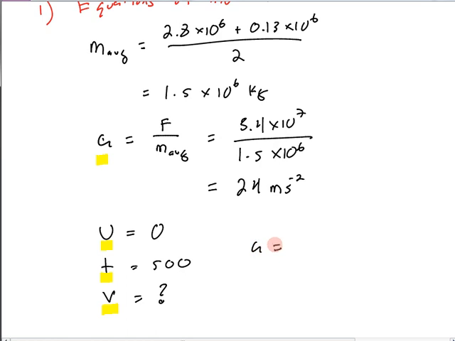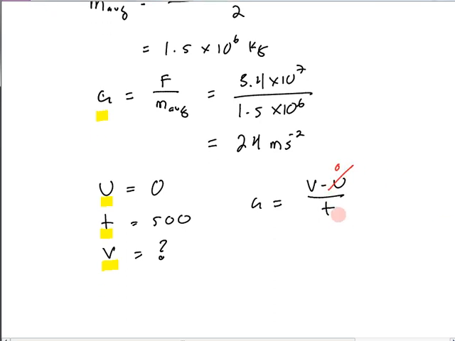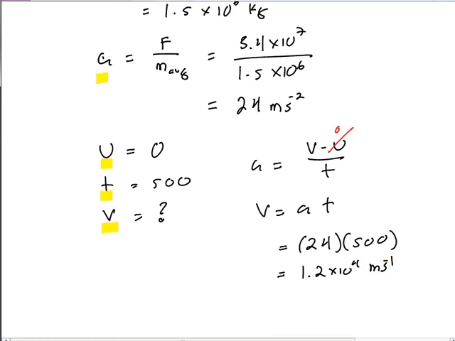This gives us acceleration is change in velocity with time. Now u is 0, so it goes away. And we'll solve this for v by multiplying t to the other side, and we'll get v is equal to acceleration times time. Now the average acceleration we calculated was 24 meters per second squared, and the time is 500 seconds, and this gives us about 1.2 times 10 to the 4th meters per second, or 12 kilometers per second.